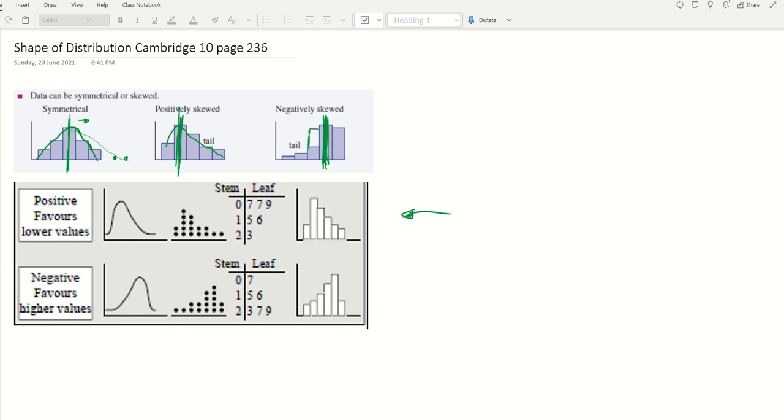Positive favours lower values. So if our tail is to the right, then what we've got is a positively skewed distribution. We can draw a line across the top of all these things. So we draw our line across the top, and that's what gives us our shape. So if the tail is to the right, it's positive. If the tail is to the left, it means that we've had some additional low scores added, you might say, and so it is negatively skewed.